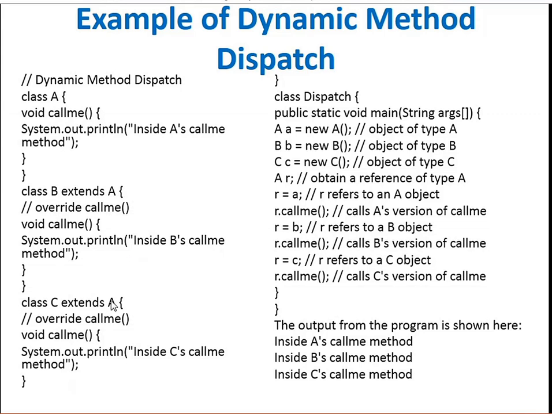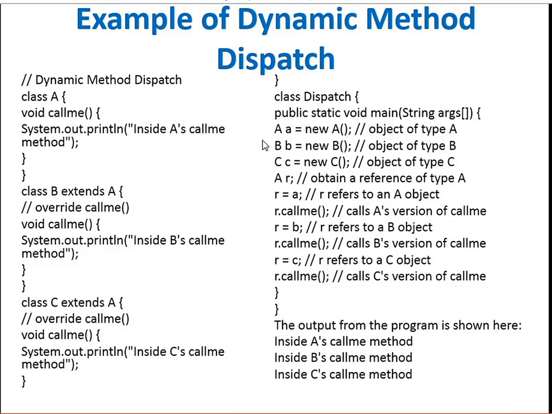Then class C extends A. Again we declare the same method name, void callme, and we print "inside C's callme method". Here we are going to test our program. In the class Dispatch, public static void main(String[] args), this is the main function of Java, we have created three objects of class A, class B and class C.